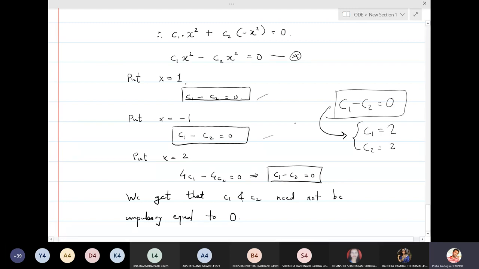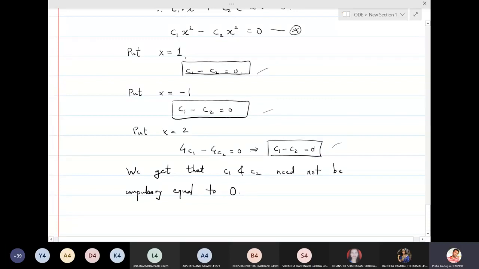And whatever you do, you're not getting any other equation. You're stuck in the same equation. It means you're not able to determine the value of C1 and C2. And not only that, you're also not sure that C1 and C2 must be 0. Okay. So we get C1 and C2 need not be compulsorily equal to 0. Therefore, the set F1, F2 is linearly dependent. If I could prove that C1 and C2 have to be 0, it would be independent.